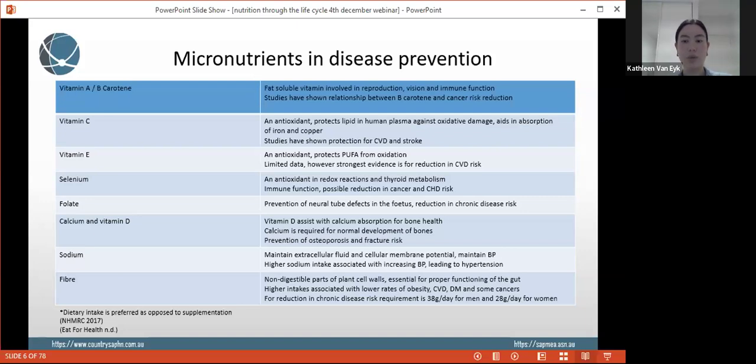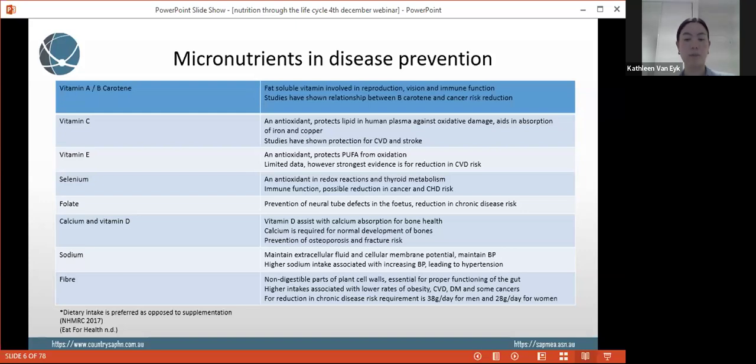Selenium, which is important for thyroid metabolism and also immune function. Possible reduction in cancer and coronary heart disease risk. Folate, as most of you probably know, prevention of those neural tube defects in the fetus and reduction in chronic disease risk. Calcium and vitamin D, really important for the bones and preventing chronic illnesses such as osteoporosis and reducing fracture risk, especially as we age. And Lauren's going to be talking about that a bit more later.